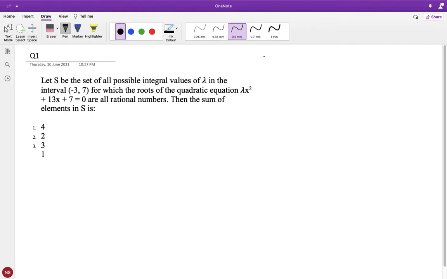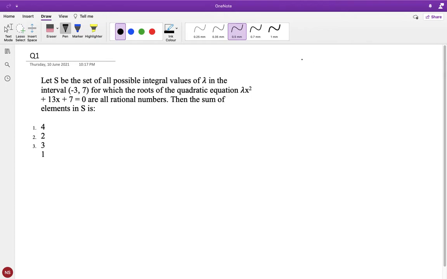So the first problem is, let S be a set of all possible integral values of lambda in the interval minus 3 to 7, for which the roots of the quadratic equation lambda x square plus 13x plus 7 equals to 0 are all rational numbers.